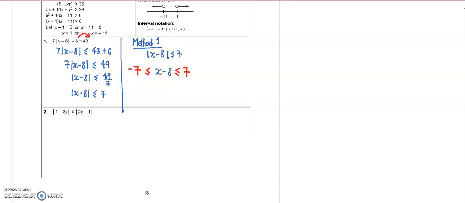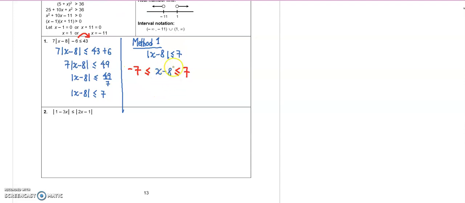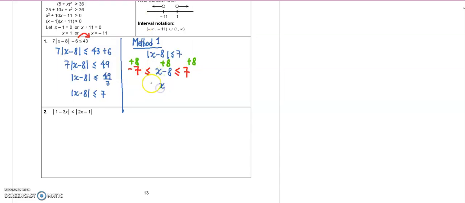Next, in the middle, we only want x. Macam mana kita nak dapatkan x saja? So apa yang kita buat adalah plus 8. Nak hilangkan tolak 8 ni, plus 8. And then you need to be fair: left hand side plus 8, right hand side plus 8. So from here, our middle will left x, less than or equals to negative 7 plus 8 is positive 1, and 7 plus 8 is 15. So here is our answer for this one.